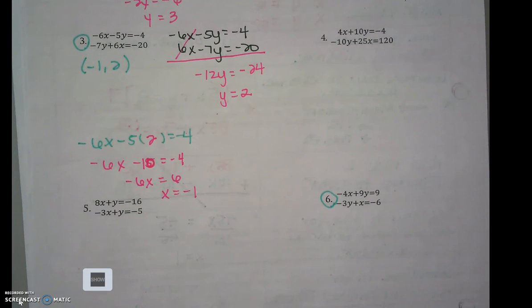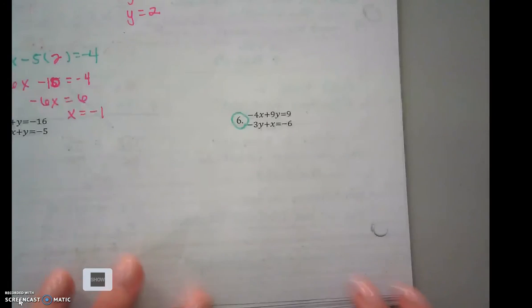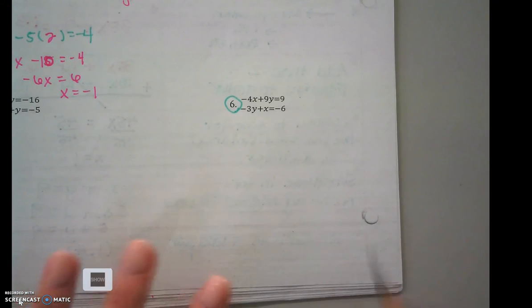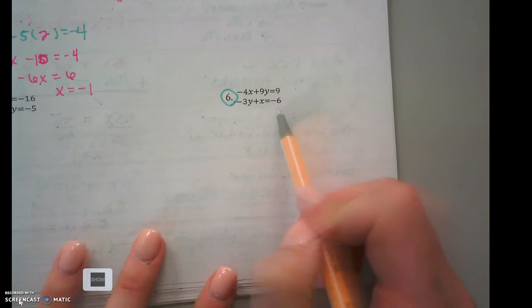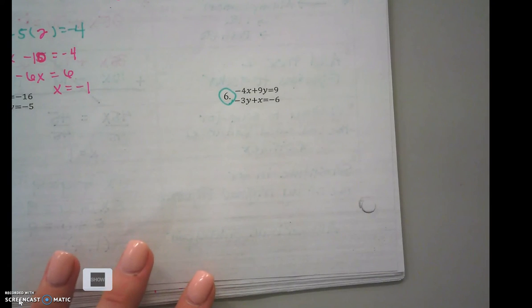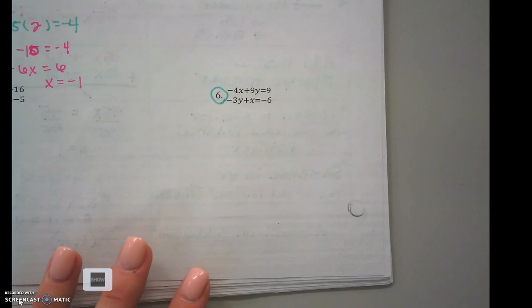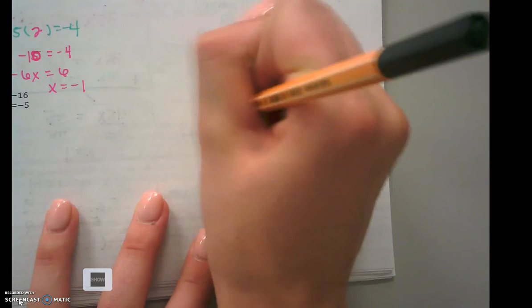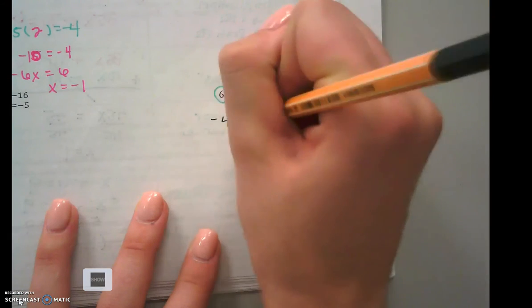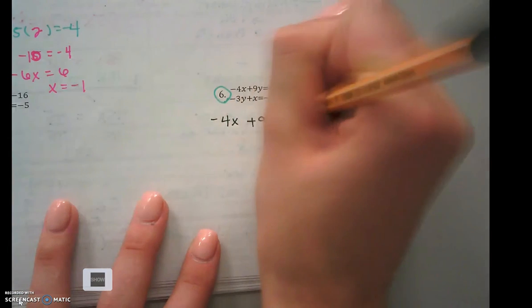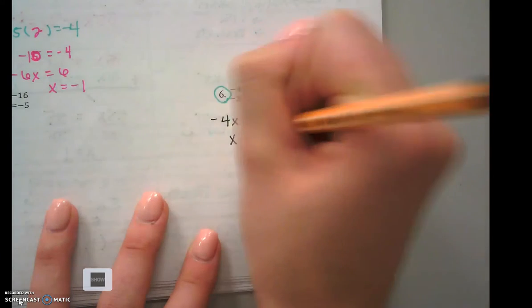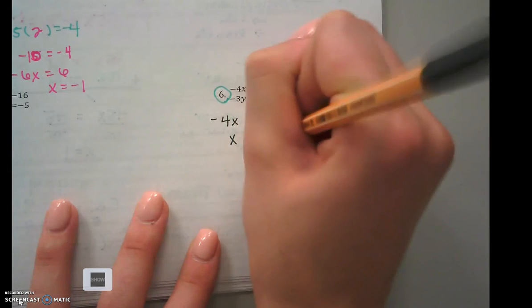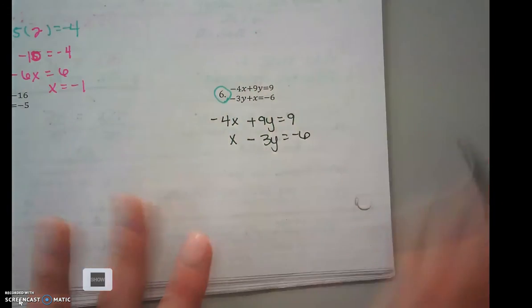Last example here, we have to double check if my variables are aligned, and they are not. So we're going to take the time to rewrite them here in number 6. So I'm going to write them right underneath. So 4x plus 9y equals 9. X minus 3y equals a negative 6.